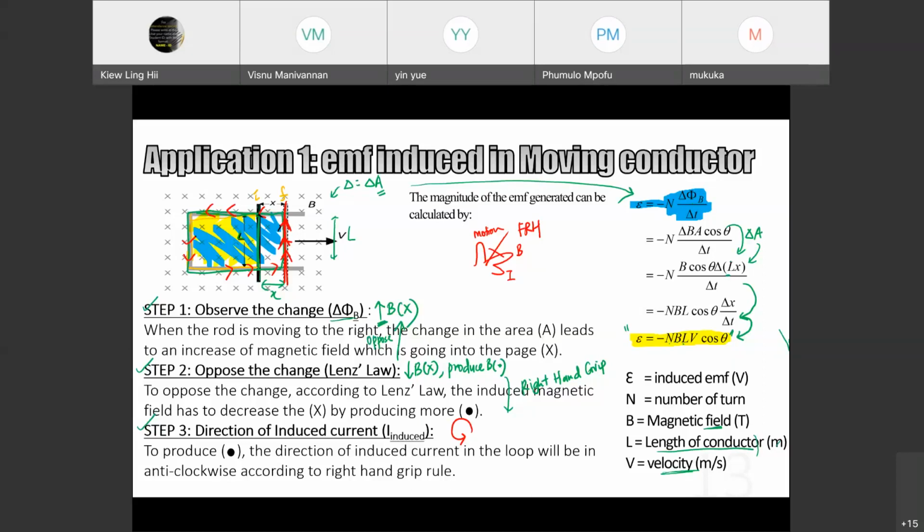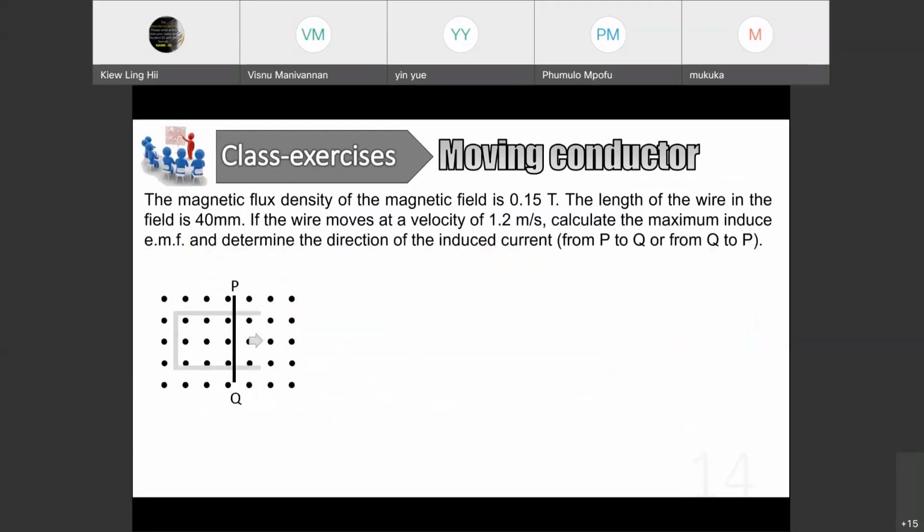Now let's look at the example. Magnetic field strength is 0.15. The length of the wire is 40 millimeter. So this length of wire must be the length of the wire enclosed by the loop, so only here, not the whole wire itself. If the wire moves at the velocity of 1.2 meter per second, find the induced EMF and also the direction.